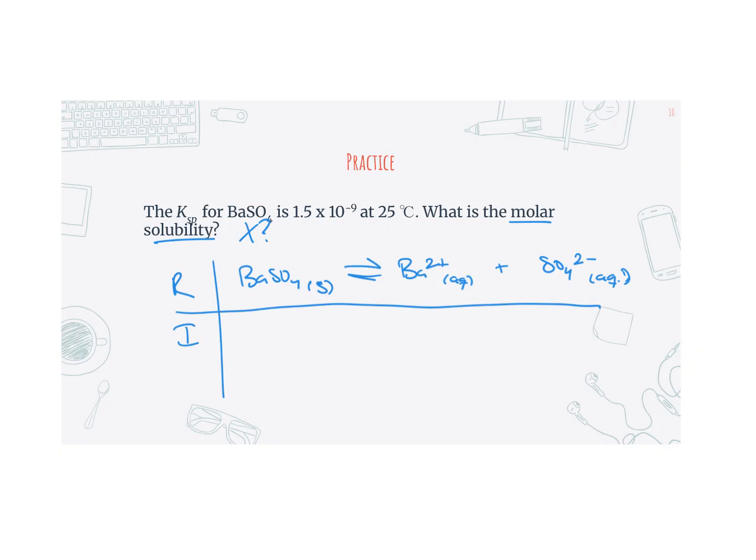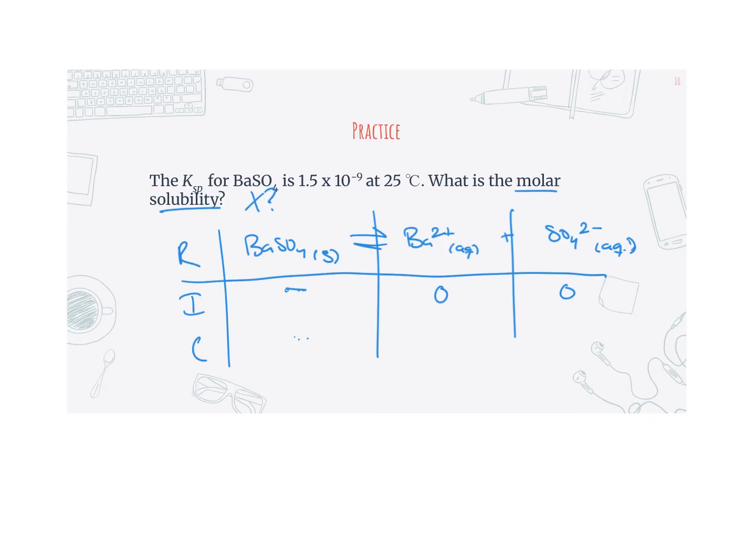Initially, BaSO4 is not in solution, so we don't really have to worry about BaSO4. It doesn't show up in our expression for K. Barium and sulfate are both 0 because they don't show up at the start of the reaction. They only show up after you've dissolved it. For change, again, we don't need to worry about barium sulfate. For Ba2+, it's plus X, and for SO4 2-, again, it's plus X because the coefficients are only 1. And then finally, at equilibrium, again, we don't need to worry about barium sulfate. For Ba2+, it's X, and for SO4 2-, it's also X.